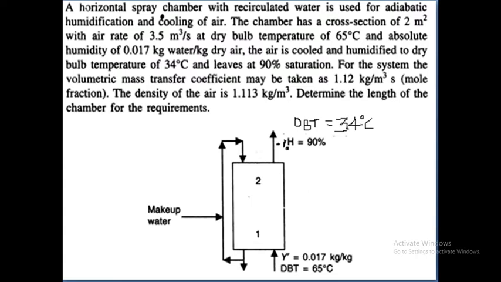Here the entering condition is DBT 65 degrees Celsius, absolute humidity Y' 0.017 kg of water per kg of dry air. The leaving condition is DBT 34 degrees Celsius, percentage humidity 90. Are you clear? Okay. So the objective of this problem is to determine the height or length of the tower.